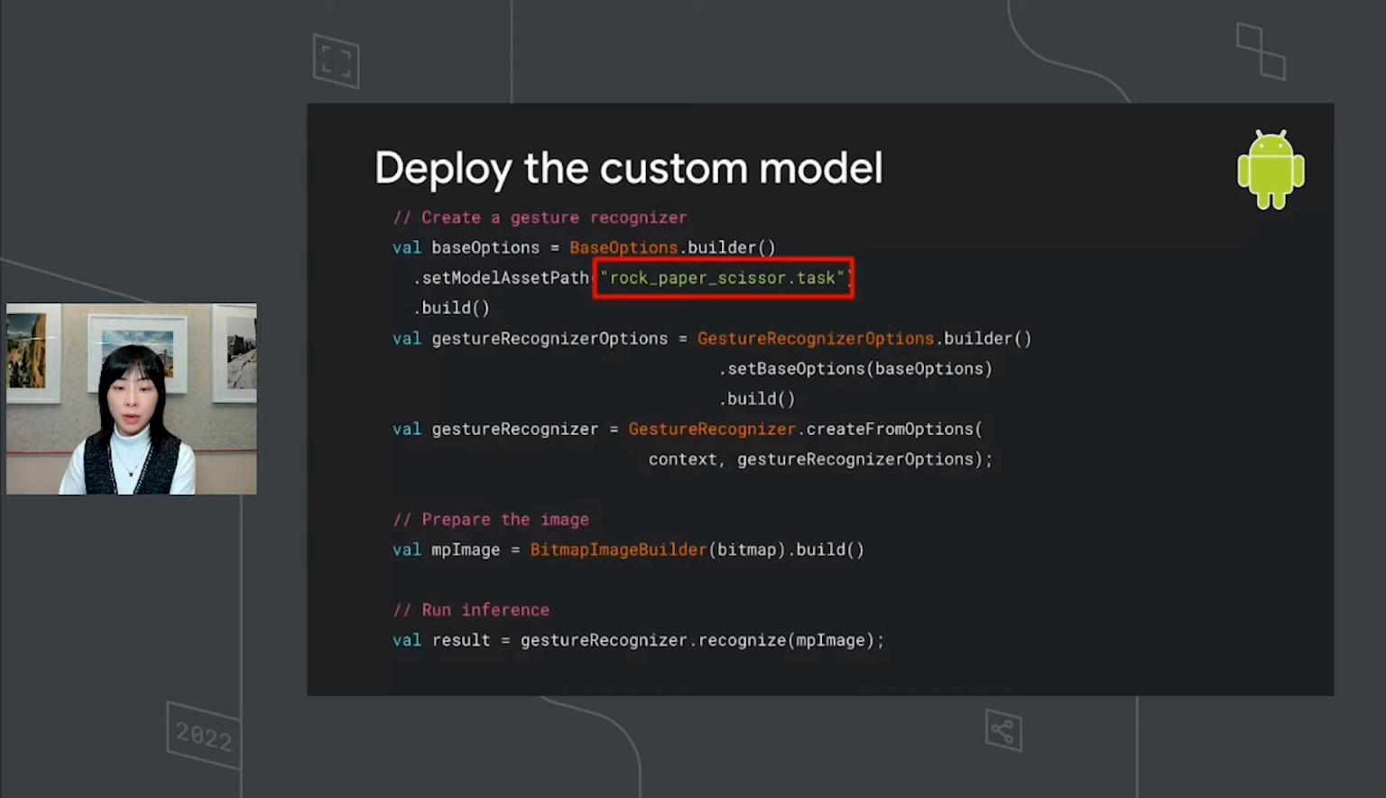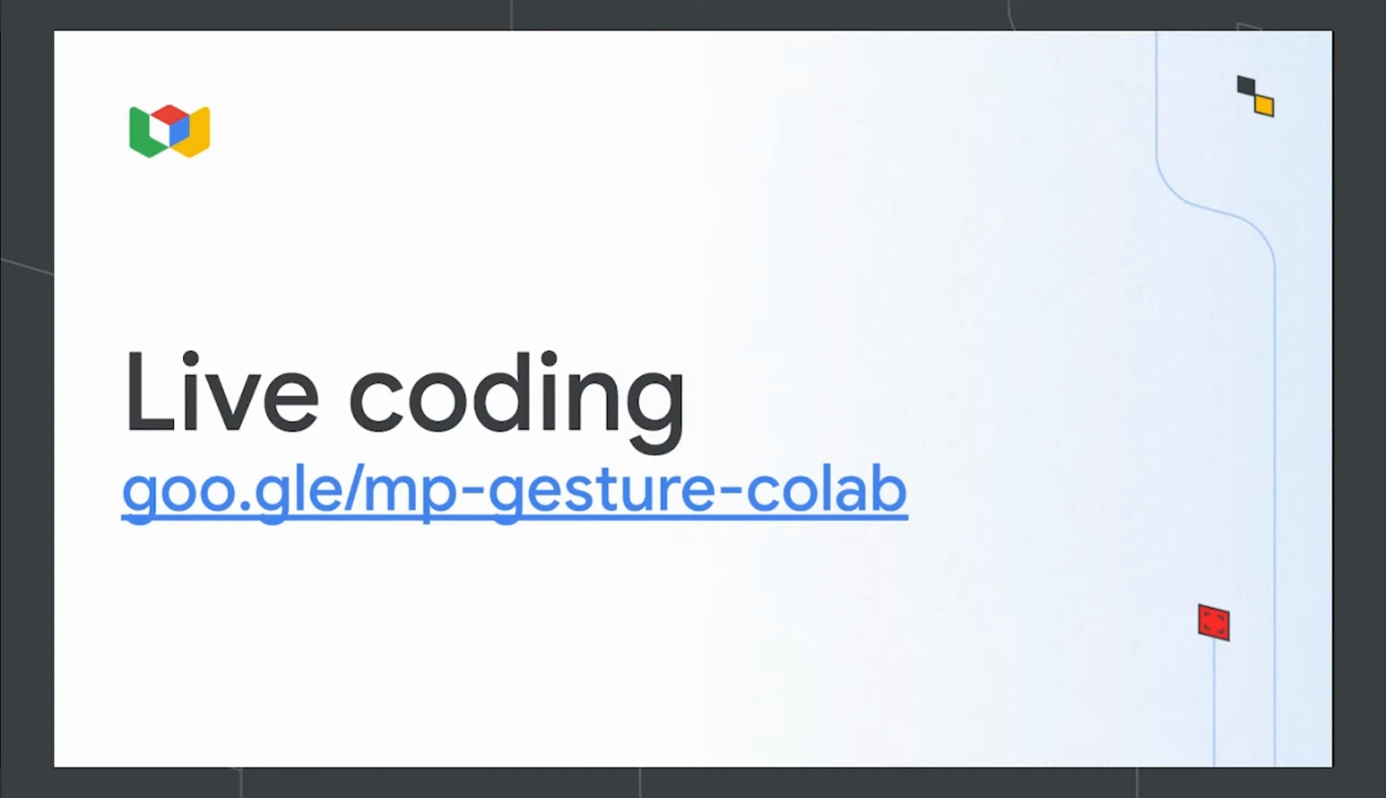Deploying the new custom model on Android is very easy. You just need to replace the old model with the new model that you've just created using Model Maker. The rest of the code remains the same. To help you put all the pieces together, we created a Colab. I'll walk you through it step by step, and hopefully you'll get a custom gesture recognition solution within 20 minutes. Here's a link of the Colab: google/mp-gesture-colab. Let's move to the Colab.